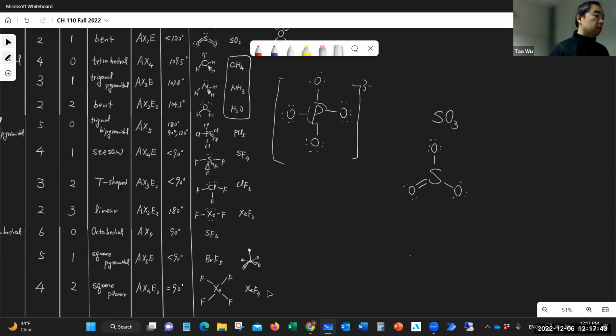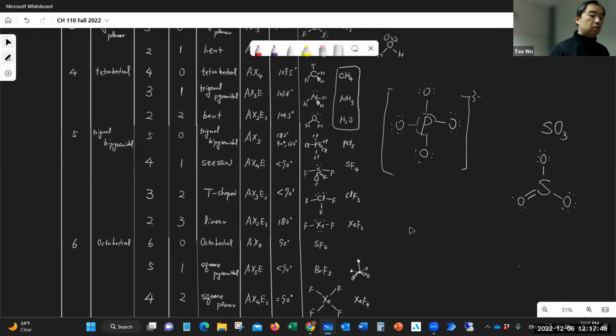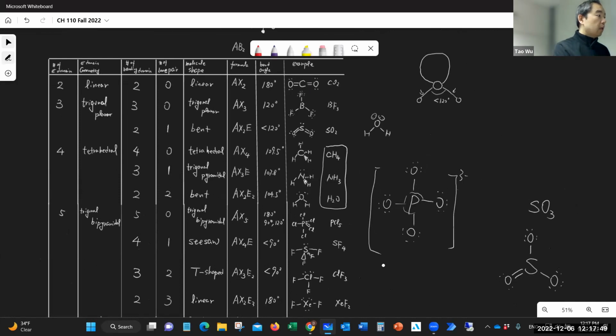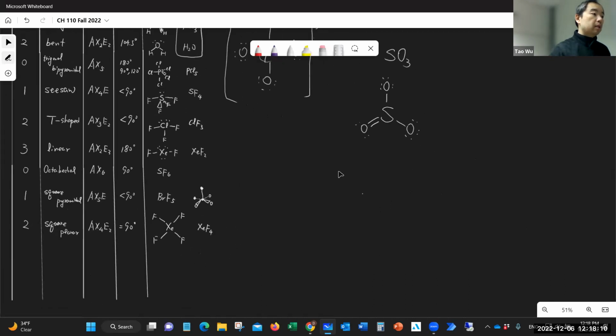So based on the table, this one has 3 electron domains, 3 bonding domains, and no lone pairs. That gives us a geometry of trigonal planar for this molecule. That is why we draw it like this. It's trigonal planar. So let's just make the short version.